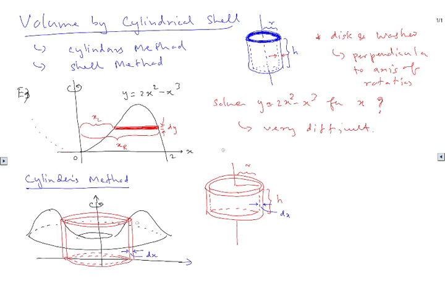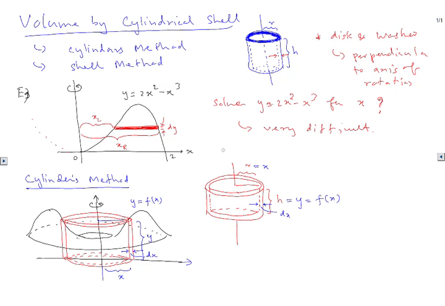Okay, so what's the height? As you can see, this is the height of the shell. The height is simply the function y equals f(x), the y value of the function. That's the height. And the radius? The radius is the x coordinate, in this case, not in general. So that's the radius.